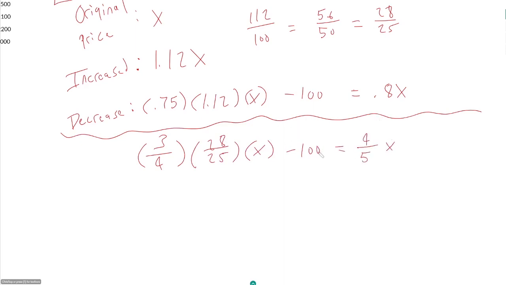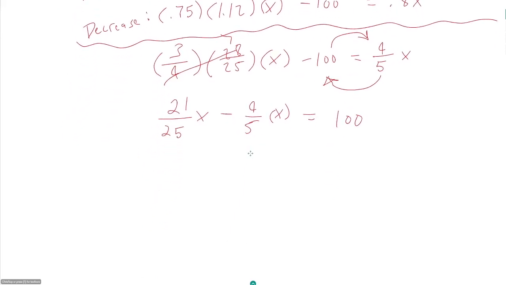So if I want to solve for x, I've got to get all my x's on the same side. So I will subtract 4/5 x from each side, add 100 to each side. And so then I get, first let's simplify this, 28 over 4 is 7. So this is just 21 over 25x. And then if I subtract 4/5 x, that is equal to 100. So if I want to subtract these now, I've got to get a common denominator.